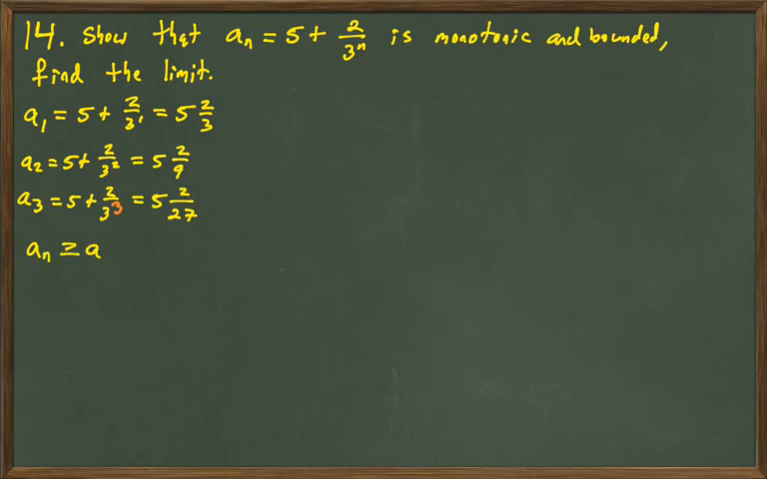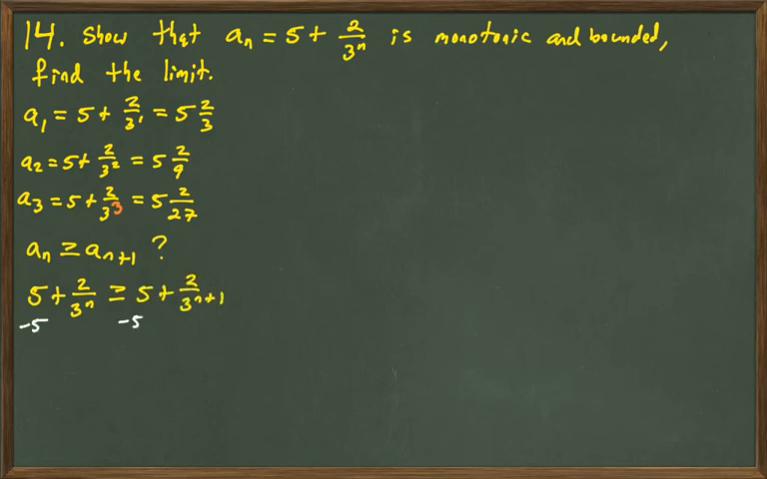Now, to really show that it's a decreasing sequence, we can look at seeing if we can manipulate the inequality a sub n is greater than or equal to a sub n plus 1. So if we can show that's true, then we'll have shown that this is a decreasing sequence. So a sub n greater than or equal to a sub n plus 1, question mark. Well, a sub n is 5 plus 2 over 3 to the n by definition. A sub n plus 1 is going to be 5 plus 2 over 3 to the n plus 1 by definition.